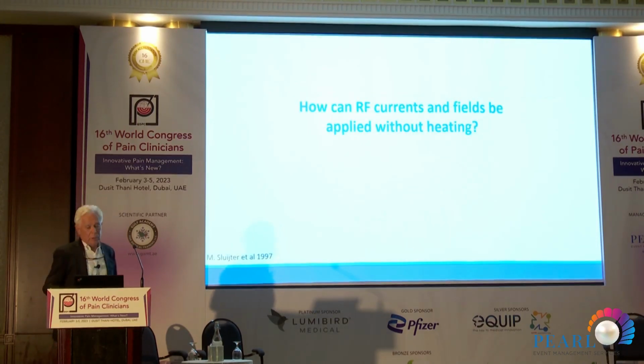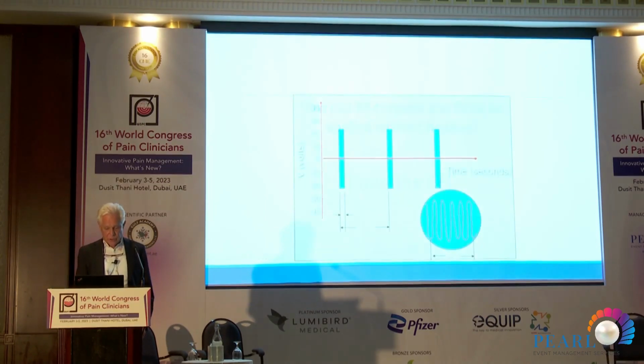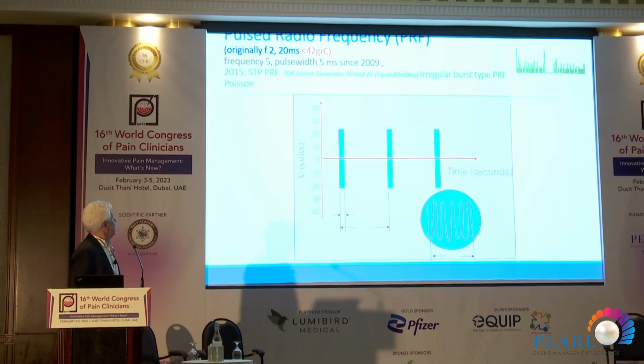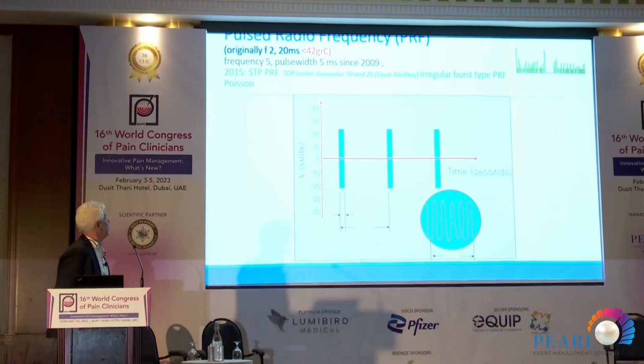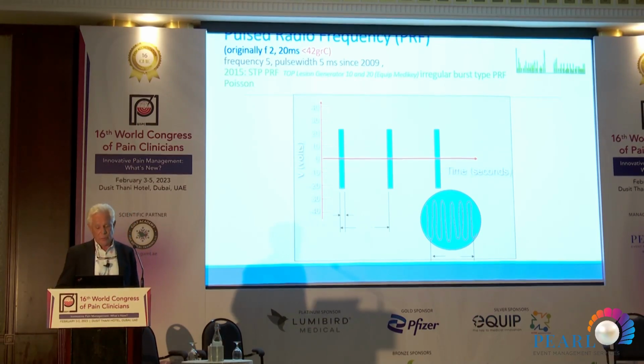So how can you apply radio frequency without heat, without pulsing? So what are the parameters? I told you yesterday already that the parameters have changed. We started with frequency 220 milliseconds, under 42 centigrade. Frequency since 2009, 5.5, and since 2015, we do the irregular burst type, the Sluijter Poisson.